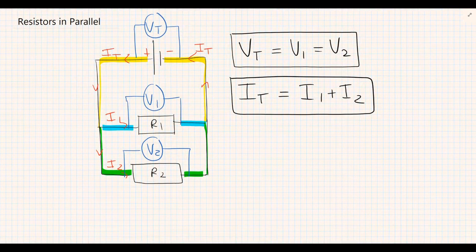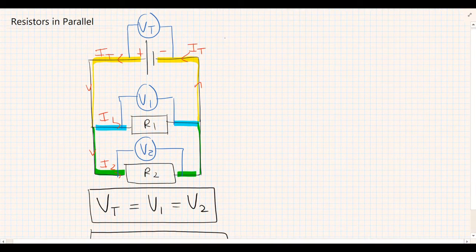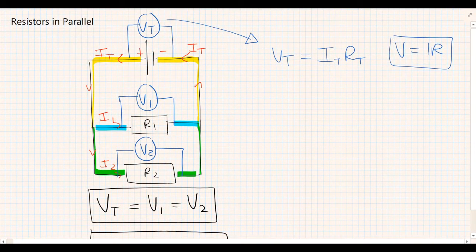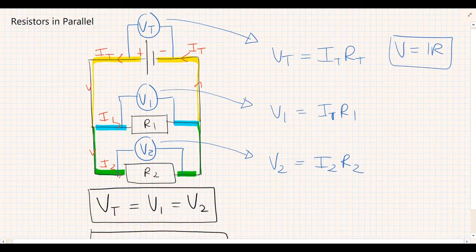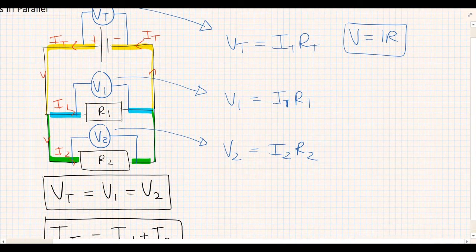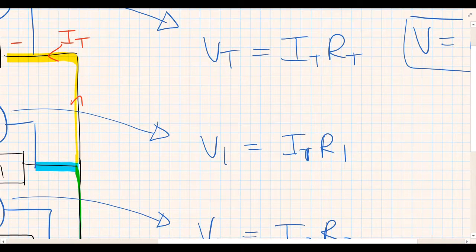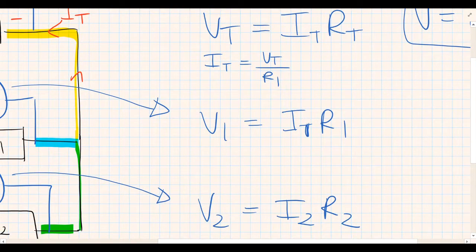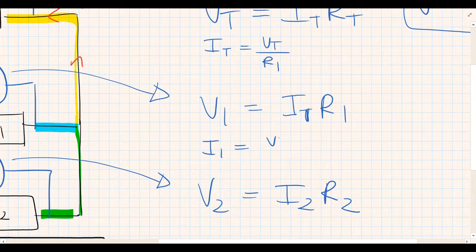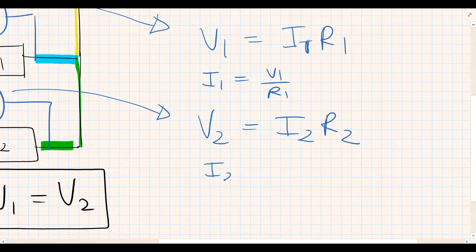Now, if we look at each of the voltmeters one by one, Vt would be equal to I total R total, because of V equals IR, so Ohm's law. We know that V1 would be I1 times R1, and we know that V2 would be I2 times R2. Now just a quick bit of rearranging, it'll become clear later why. If we write it in terms of current for each one, the current total would be Vt divided by RT. The current 1 would be V1 divided by R1, and the current 2 would be V2 divided by R2.